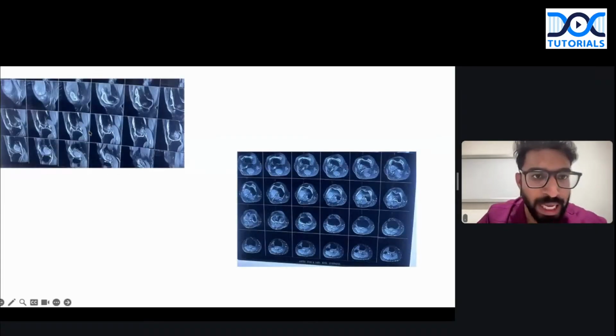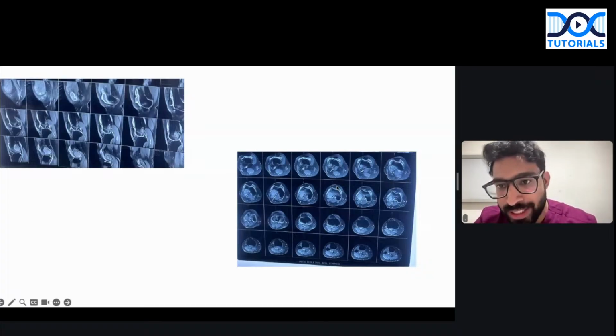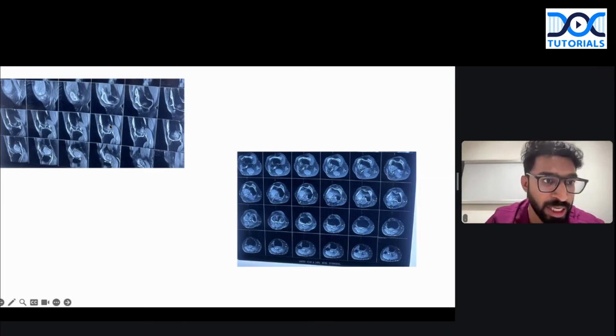So this is the MRI film that was suggestive. The one on the right side is an axial image showing a lytic lesion on the lateral condyle of the femur. The same in the sagittal sections. You can also see a hyperintense lesion suggesting that there is some effusion around it. And as you go from medial to lateral, you can see a lesion occupying the whole of the lateral condyle of the femur.